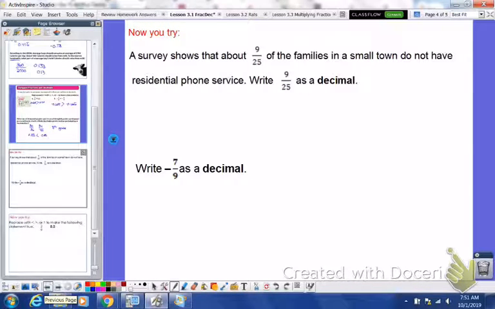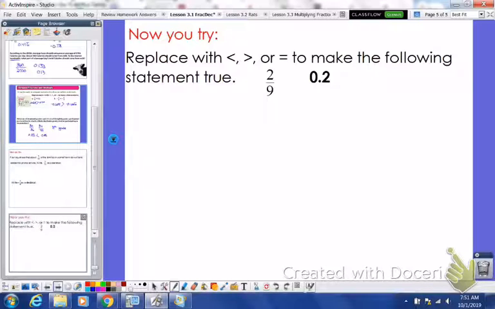So we have a survey shows that 9 out of 25 of the families in a small town do not have residential phone service. Write 9/25 as a decimal, so you're converting that. And then write negative 7/9 as decimal. Again, converting. You may use a calculator. Make sure you're noting if it's terminating or repeating. And then replace. So I want you to put in less than, greater than, or equal to make the following statement true. So how does 2/9 compare to 0.2? So convert them to decimals and then write in your less than, greater than, or equal to. All right, guys, that is the end of lesson 1.